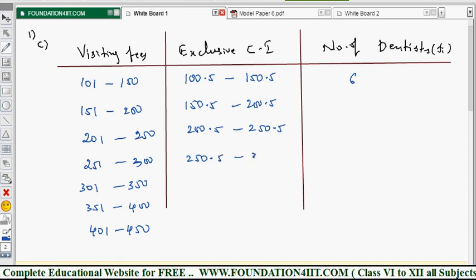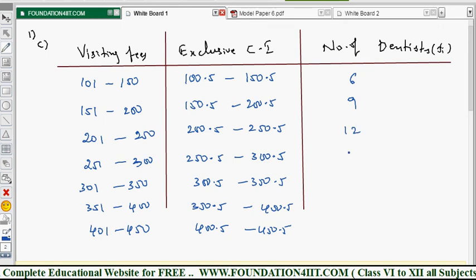Just write like this: 300.5 to 350.5, again 350.5 to 400.5, 400.5 to 450.5. You should write like this first. And the number of dentists is given: 6, 9 is given from the question, 12, 5, 6, 10, 2. Using this data, we need to prepare the histogram first.